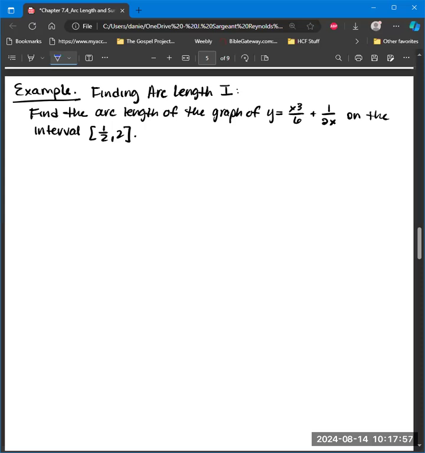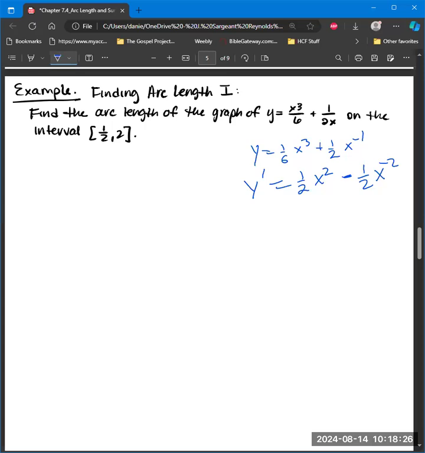Now, first example: find the arc length of the graph y equals x cubed over 6 plus 1 over 2x. I'm going to rewrite that as y equals 1/6 x cubed plus 1/2 x to the negative first, because I want to find y prime, which is going to be 1/2 x squared minus 1/2 x to the negative second. That's going to be important in just a minute.